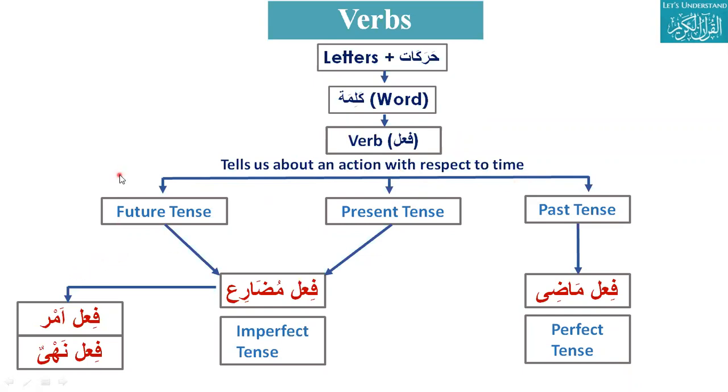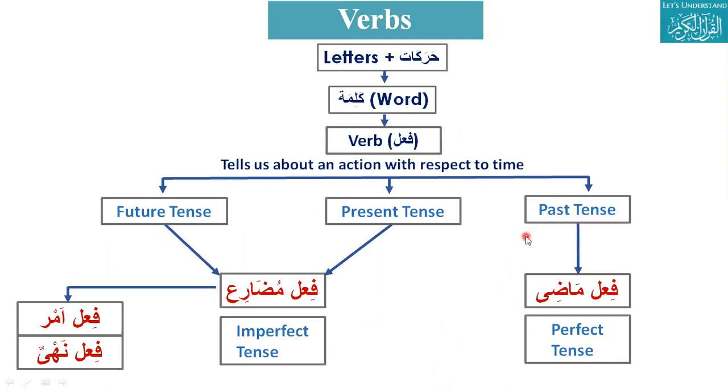If we see English or any other language, there are past tense, present tense, and future tense. In Arabic we just make it two: one is fe'l madi, past tense, and second is fe'l mudare, present and future combined together. So in Arabic, the verb has two main types: fe'l madi and fe'l mudare.